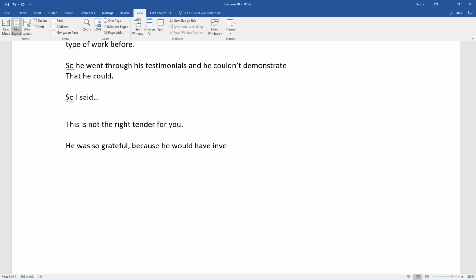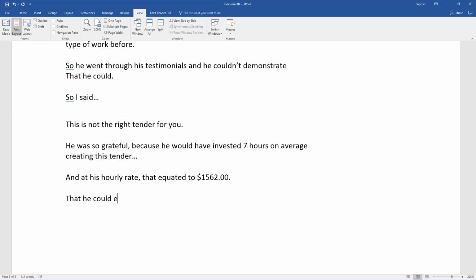invested 7 hours on average creating this tender, and at his hourly rate, that equated to $1,562, which he could spend on getting more tenders.